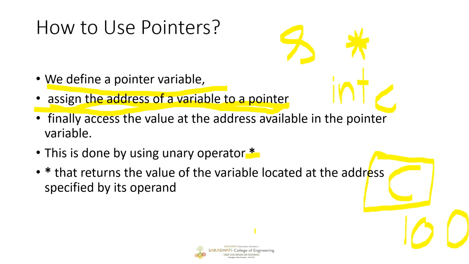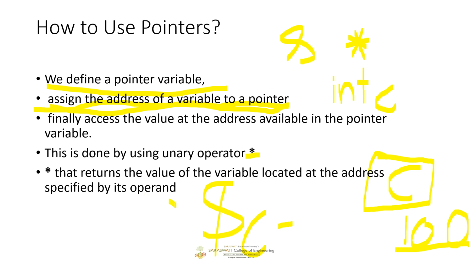So if I write ampersand c, the answer would be 100. Why? Because it will give me the address of variable c. Ampersand c means address of c. The address of c is 100. So the answer of ampersand c is 100.